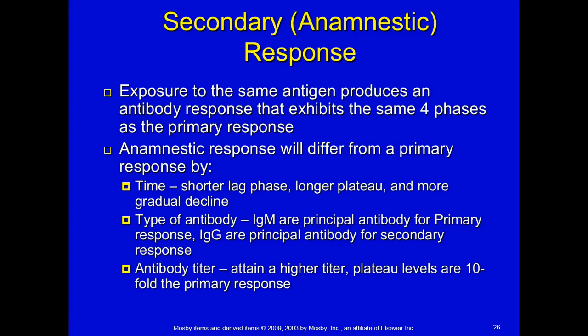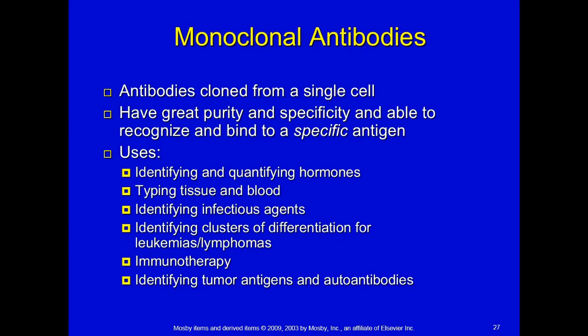So again, exposure to the same antigen produces that antibody response. With the amnestic response, we see a much shorter lag phase, a longer plateau, and a more gradual decline. Usually IgM comes in, but IgG is primary, like I just said. Antibody titers, the more you're exposed, the higher the titer. So a titer means there's just more of them there.